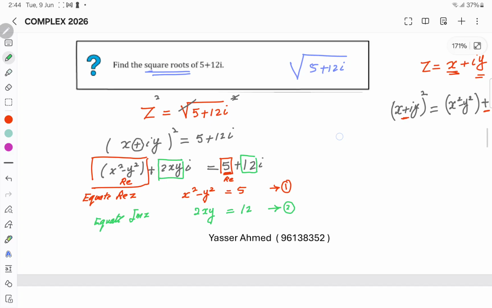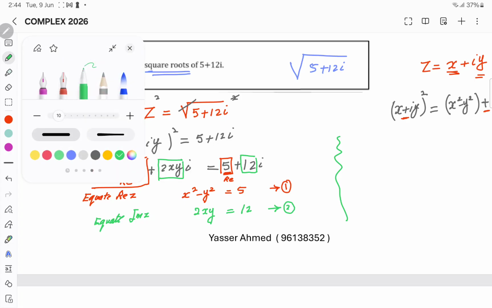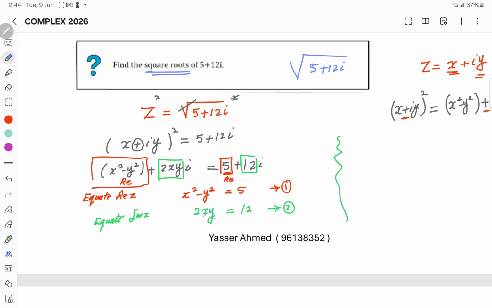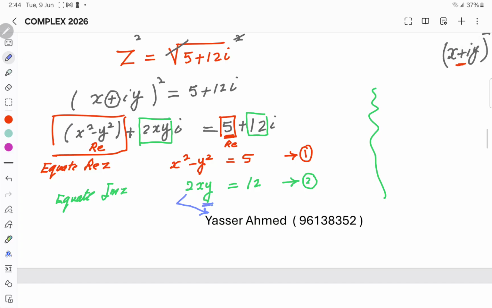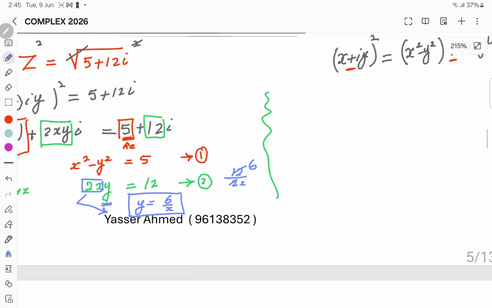To solve this kind of equation, we always start from the second one and make x or y the subject. We always choose y. We divide 12 by 2x, so 12 divided by 2 is 6, and y equals 6 over x. We state y from the second equation, and we are going to substitute in the first equation.